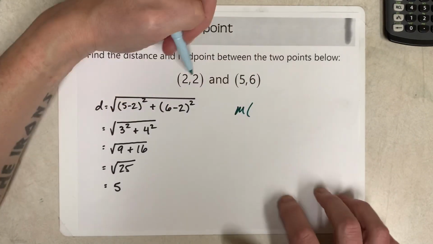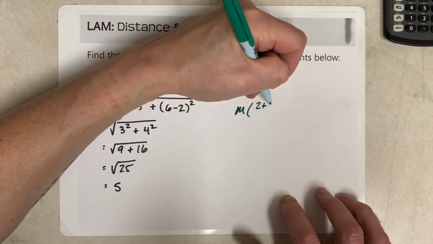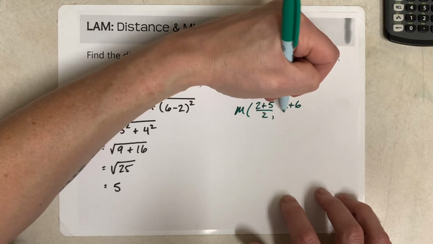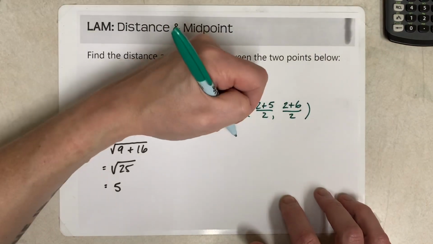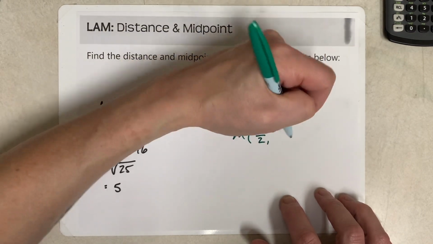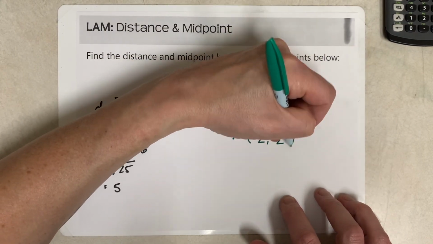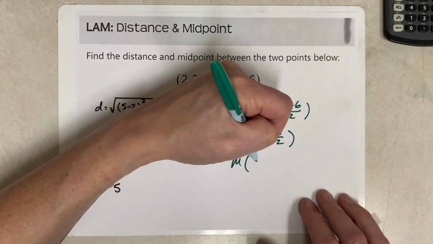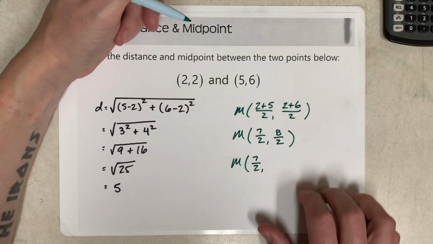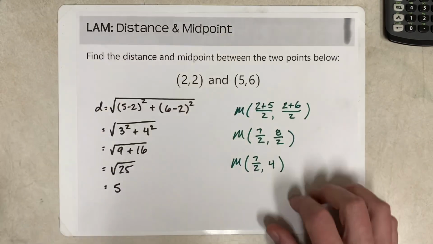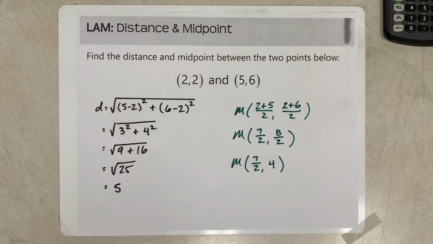Our midpoint, 2 plus 5 over 2, 2 plus 6 over 2. That's going to give us 7 over 2, comma, 6 plus 2 is 8 over 2. Now the 7 over 2, you can just leave that as a fraction. That's fine. We usually do that. We usually don't turn them into decimals, unless somebody asks you to. Then 8 divided by 2 is 4. So 7 halves, comma 4 is our midpoint for that one.